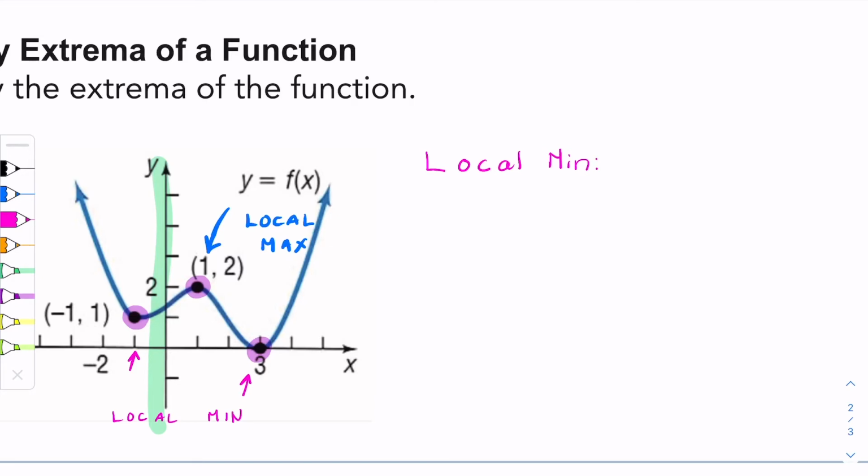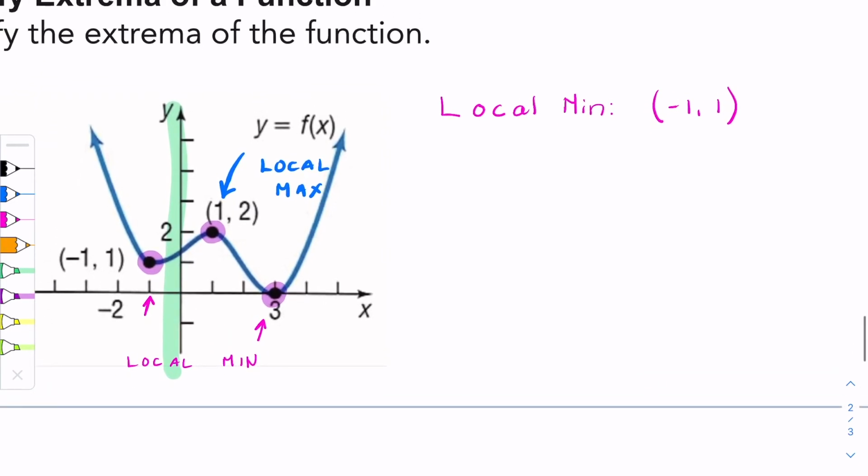So for example, for the local min, I'm going to write the first one as -1, 1. And then I'm just going to indicate that this value right here is the actual minimum value. Now I could write that out. I could write we have a minimum value of 1 occurring at the x value of -1, but I feel like that's a lot longer than just indicating what the point is and then indicating what the minimum value is.